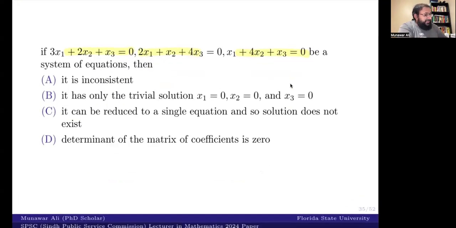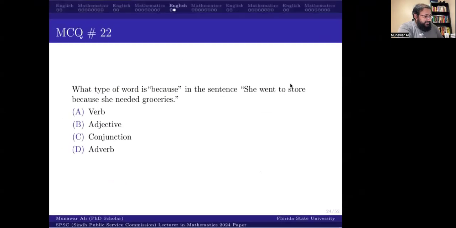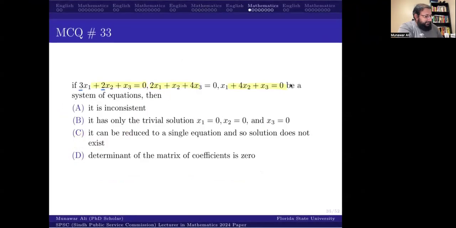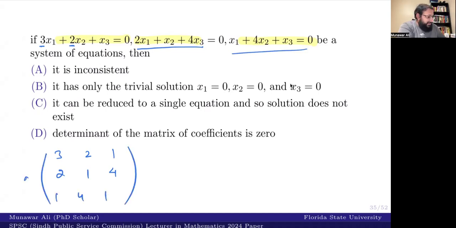So what am I doing? I'm writing these coefficients. You can see 3, 2, and a 1 here. Okay, 3, 2, 1, and maybe the coefficients from here, 2, 1, 4, and the coefficients from here, which is 1, 4, 1, and I'm going to find what is the determinant of this one? You can see the right hand side is 0, so this is a homogeneous system. So the determinant will tell us many things.